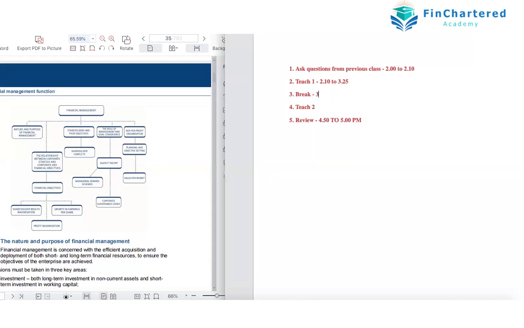And then 3:25 to 3:35, there will be a break. And then from 3:35, the 1 hour 15 minutes that I talked about, 3:35 to 4:50 will be the second round. That is how the class is going to be structured.